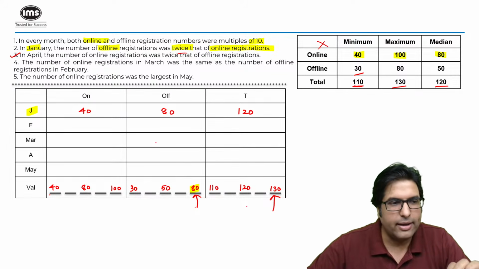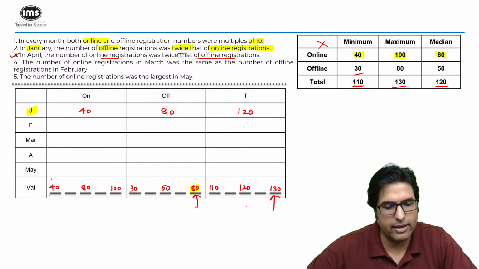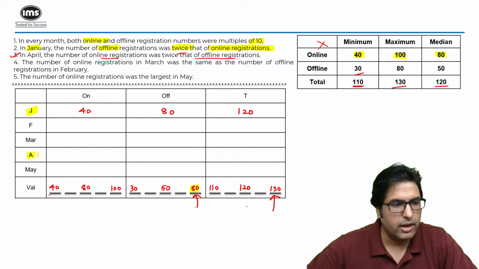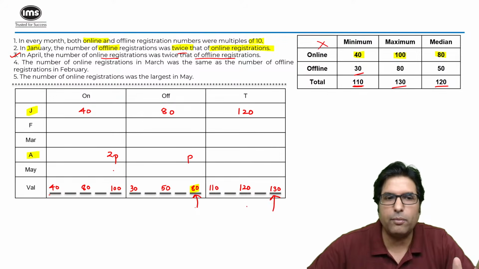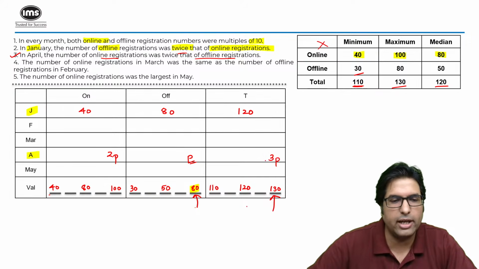In April, the number of online registrations was twice that of offline registrations. So let's focus on April then. In April, the number of online was twice. So it should be pretty straightforward. If offline is P, online will be 2P. Again, we'll think of possibilities. So let's think of the possible values for P, 2P and then therefore 3P.